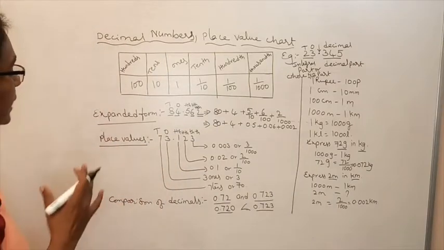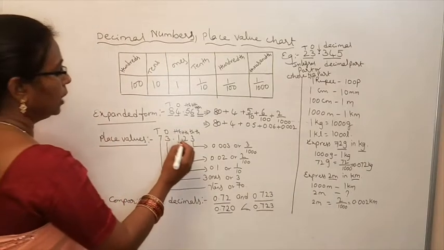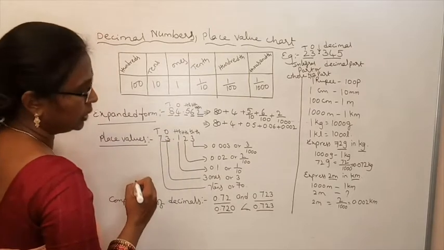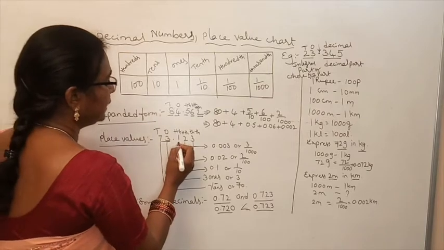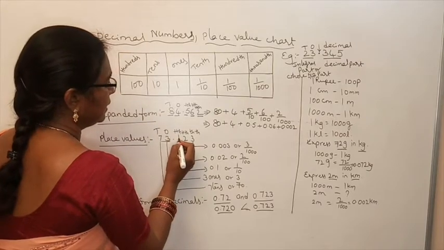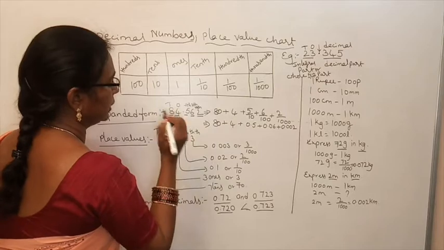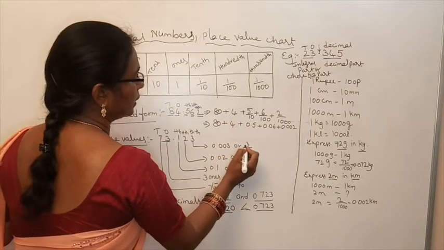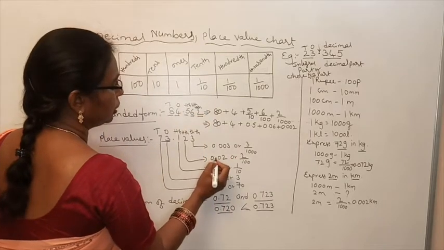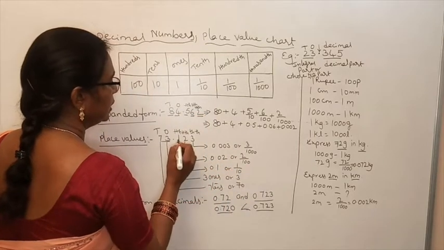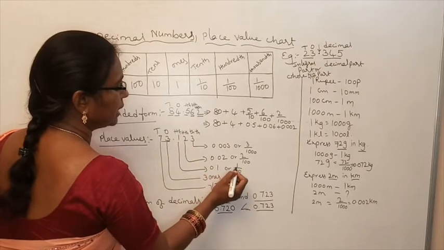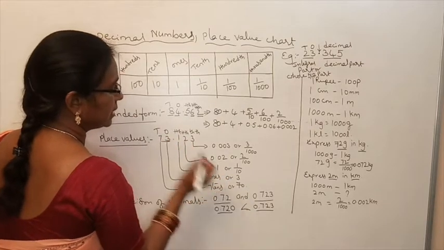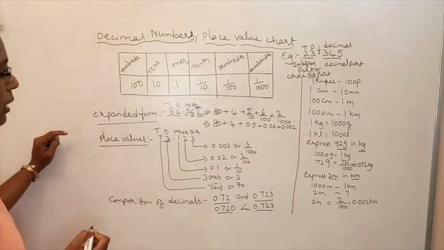Now, how to write place values? How many digits are in the integral part? 2 digits, so ones and tens. In the decimal part, 3 digits are there: tenths, hundredths, thousandths. The last digit is thousandths, 0.003 or 3 by 1000. Hundredths, 0.02 or 2 by 100. One tenth, 0.1 or 1 by 10. Then 3 ones or 3, and 7 tens, 70. This is the expanded form.